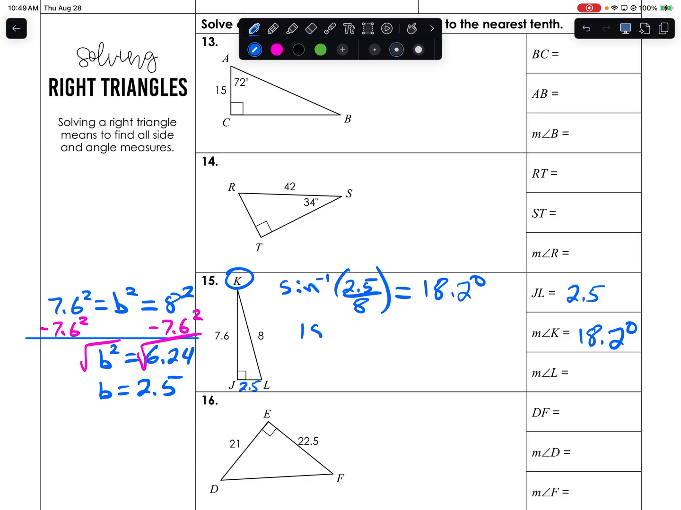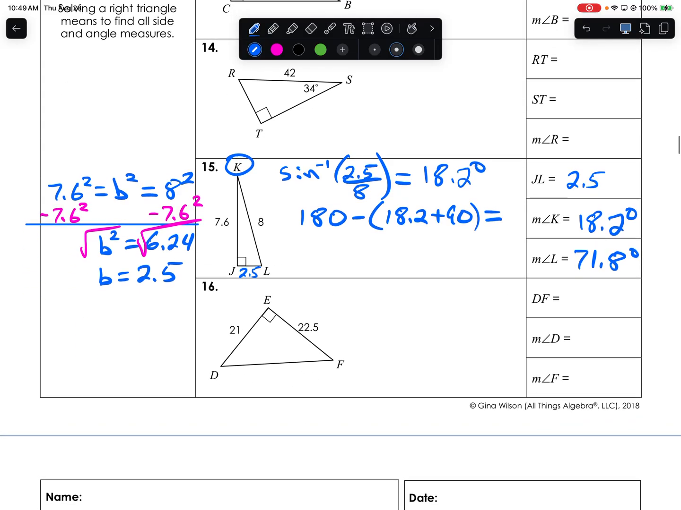Then now we can go 190, 180 I meant. 180 minus 18.2 plus what? Because we already know 90. And when we subtract that, we should get 71.8. Okay. So we can do Pythagorean theorem to get this one. So 21 squared plus 22.5 squared.